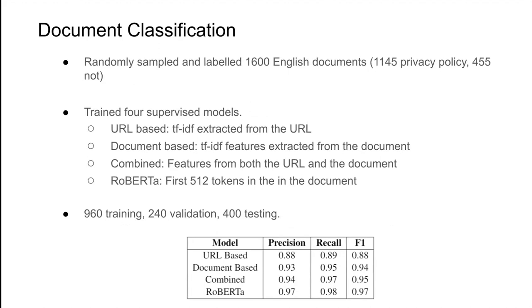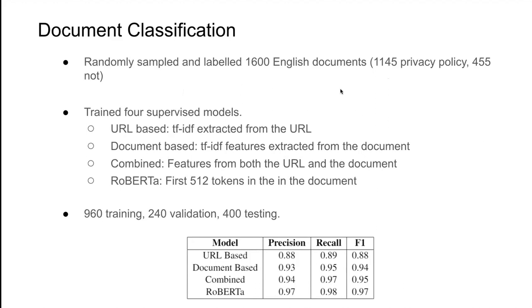Then we wanted to know that the documents we crawled were actually privacy policies, because if you remember, we simply crawled all of the documents that satisfied this URL selection criteria. So we randomly sampled 1,600 English language documents from our crawled set. We manually labeled them. 1,145 were privacy policies and 455 were not.